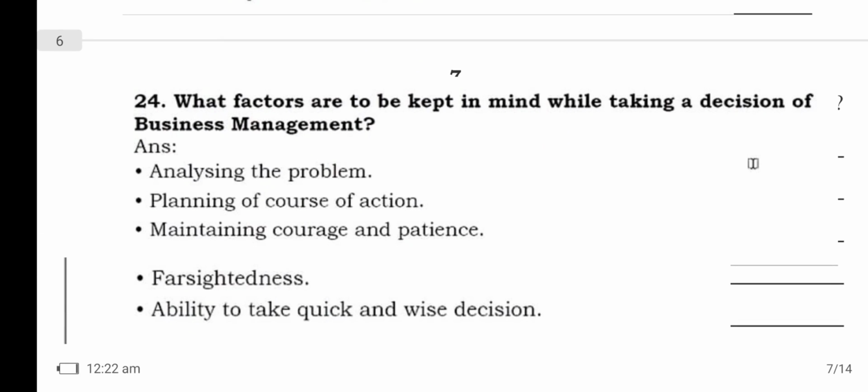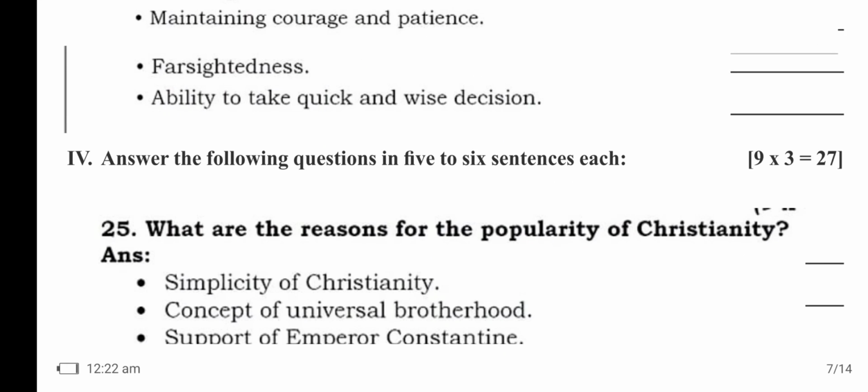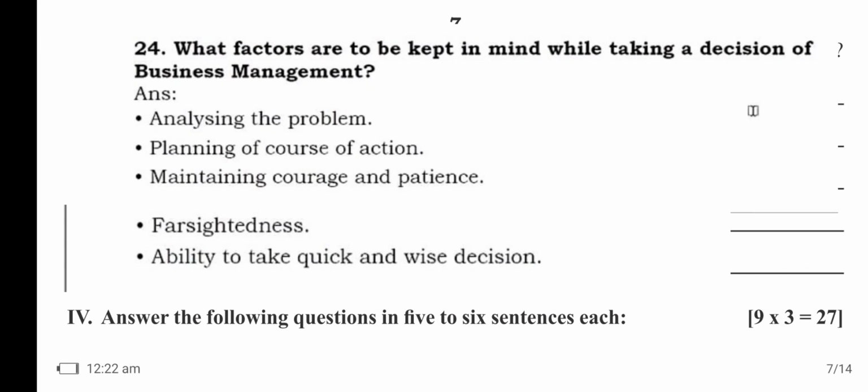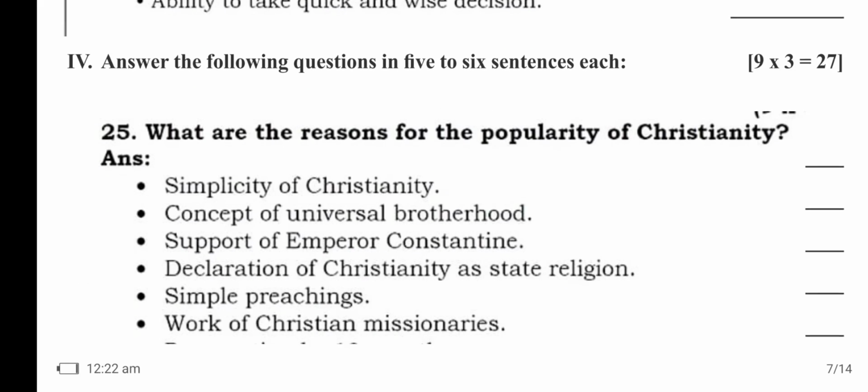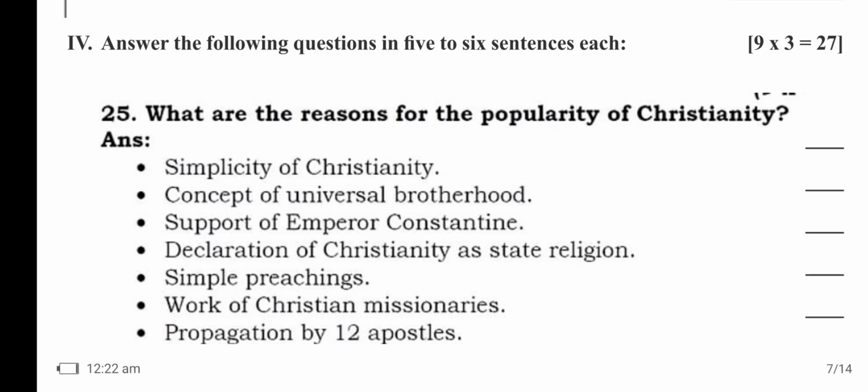What factors are to be kept in mind while taking a decision in business management? You have to keep in mind analyzing the problem, planning the course of action, maintaining courage and patience, far-sightedness, and ability to take quick and wise decisions. So now answer in 5 to 6 sentences each.